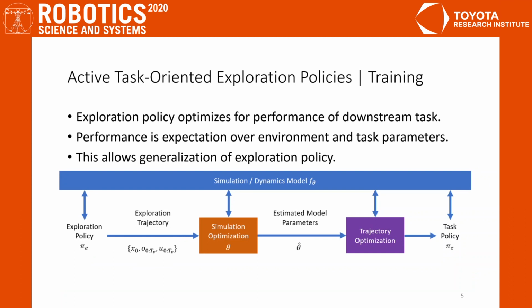How do we train it? Well, during training, everything is done in simulation. We still go through this exploration to task policy pipeline, and we train the exploration policy via model-free reinforcement learning, where the reward function is the performance of the downstream task policy. This performance is evaluated as an expectation over different environment and task parameters. Doing this allows us to train an exploration policy that generalizes across different environment parameters and different task parameters.